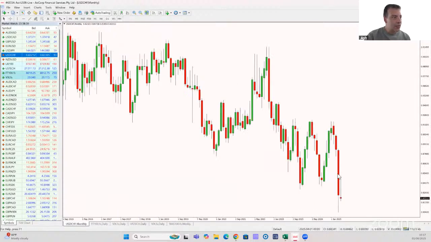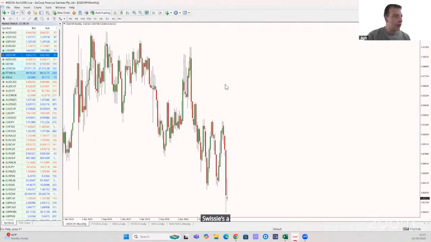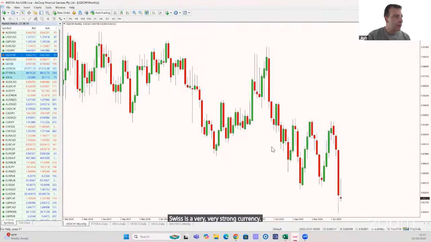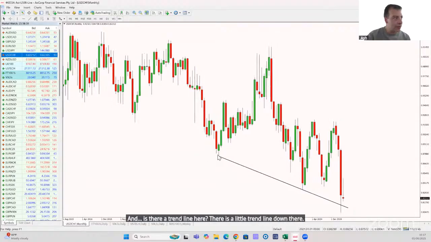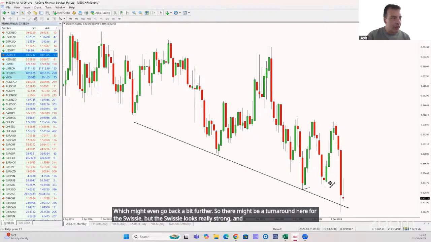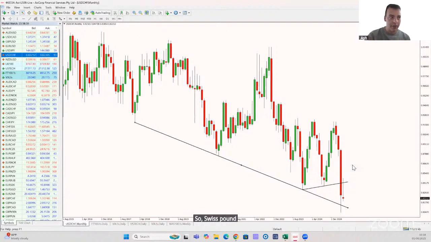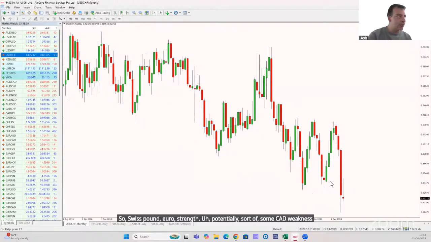Now the Swissy continues. Look at the strength of the Swissy. Swissy is a very, very strong currency. And is there a trend line here? There is a little trend line down there, which might even go back a bit further. So there might be a turnaround here for the Swissy, but the Swissy looks really strong and is another break of an area here. So Swiss, pound, euro, strength, potentially some CAD weakness, potentially some yen weakness.